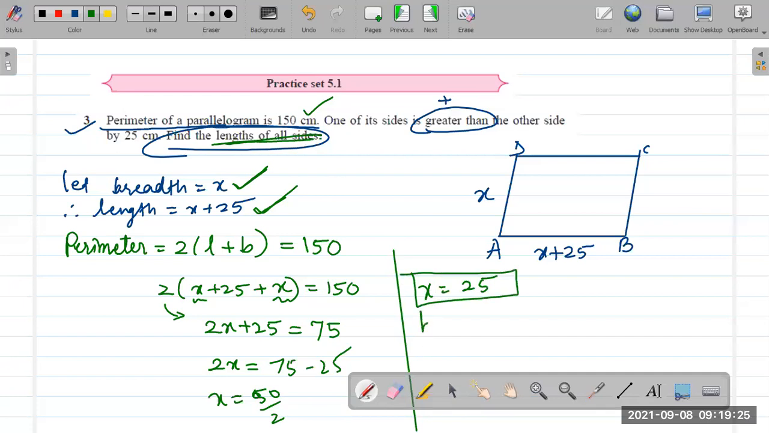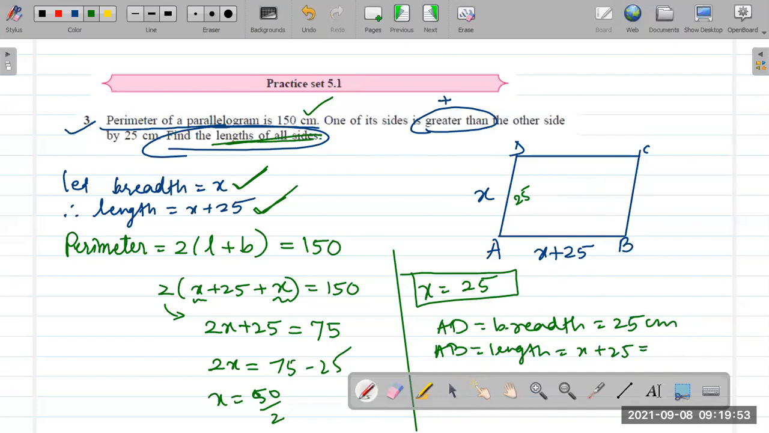So breadth, that is AD in this case, which is the breadth, equals 25 centimeters. Okay, so here we have got AD equals 25. And what will be AB? AB is the length. And what is the length equal to? x plus 25. So that has to be 50 centimeters. 25 plus 25, that's 50 centimeters. So we have AB equals 50 centimeters.